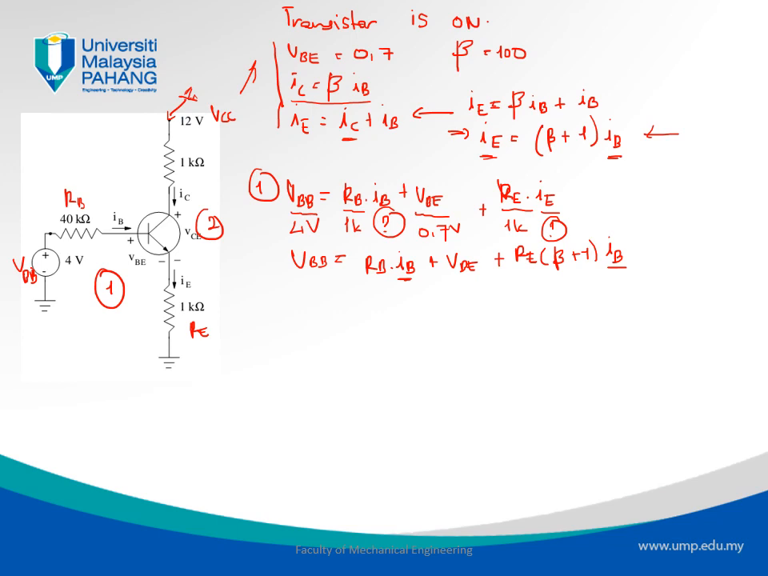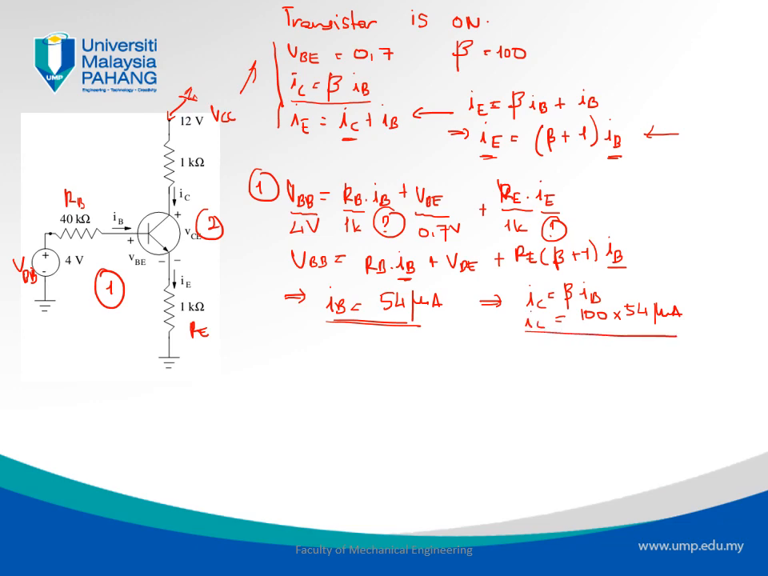So I'll let you do the rearrangement of the equation, but at the end what you will find is that IB equals 54 microamperes. If we have IB equals 54 microamperes, it means that we can also calculate IC, which is equal to beta IB. So it's 100 times 54 microamperes.